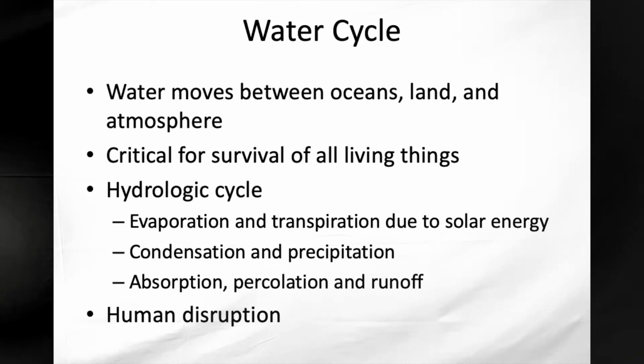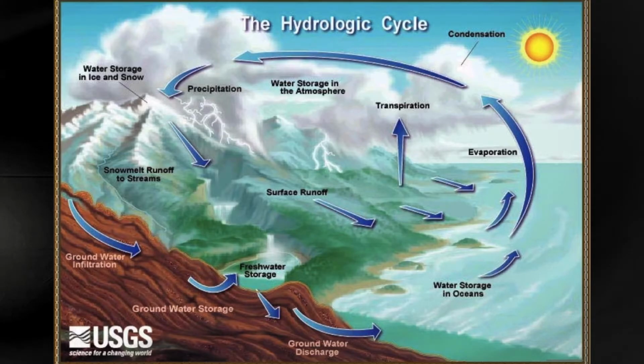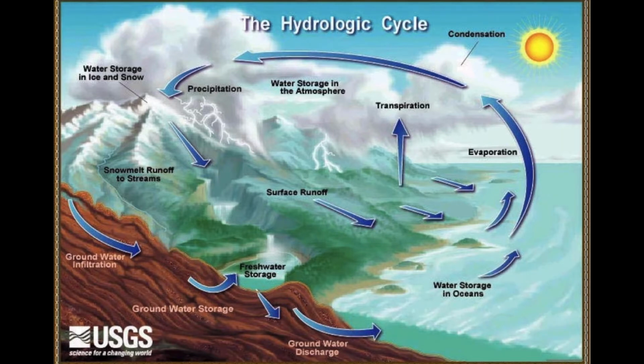You also need to know about condensation and precipitation, and we'll talk about that in a second. And of course, once we have that precipitation, we're going to have absorption, infiltration, percolation, and in some cases runoff, all of which play important roles in the hydrologic cycle. And we might be interested to know how humans could be disrupting the hydrologic cycle as well. So if we take a look at this diagram, we can see some of these processes. Work your way through this diagram. So go ahead and pause the video now and talk yourself through each step in this diagram and make sure you know all of the major components of the hydrologic cycle.